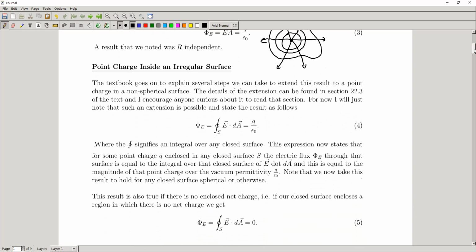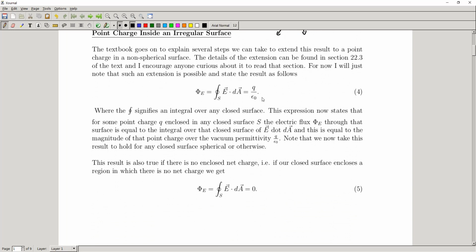And so now we have this result, and maybe I'll talk about it a little bit more because we have some new symbols here. This symbol here, this integral with a circle in the middle of it, is just telling us that we're looking at an integral over any closed surface. Okay, so if we think back to the definition, a closed surface is any surface that cuts off some region of some volume of space, right? And so any closed surface can be represented by this integral.